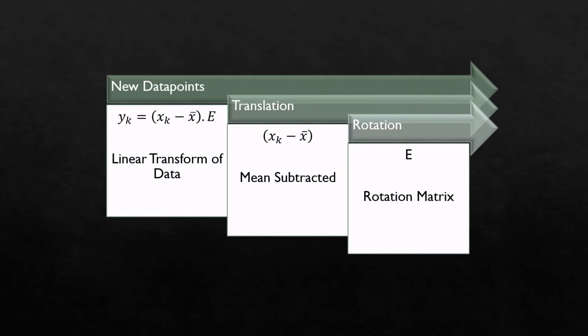To perform a linear transformation of the data set, we first perform a translation and then we perform a rotation given by the rotation matrix E. I want my E to reflect the coordinate axes, and the coordinate axes should be in such a way that the first axis is the direction in which the data points have the maximum variance, and the second coordinate axis gives the direction in which the variance is second maximum, and so on.